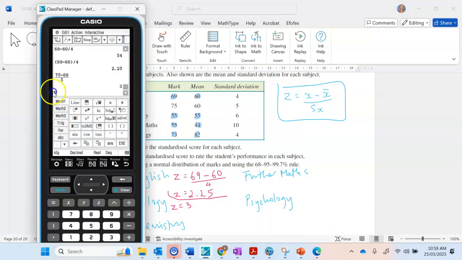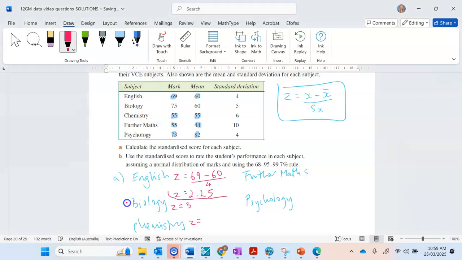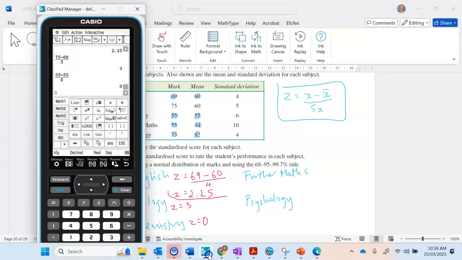That's so loud. All right, the next one, we know it's going to be 0, but let's just see that it is 0. All right, so there we go, because the mean and the mark are the same. All right, so further maths, we got 55 minus 44 over 10, so we get 1.1.